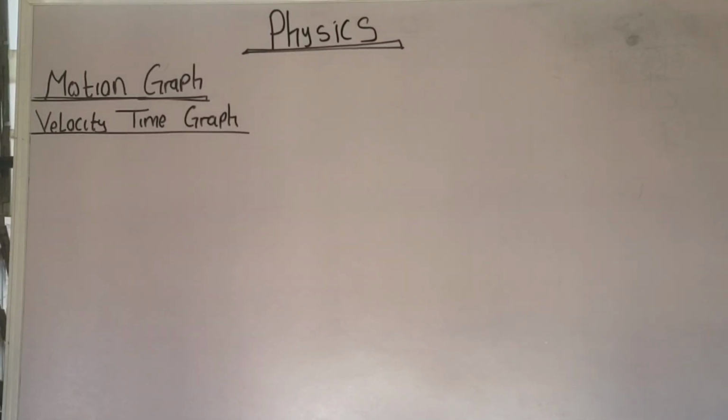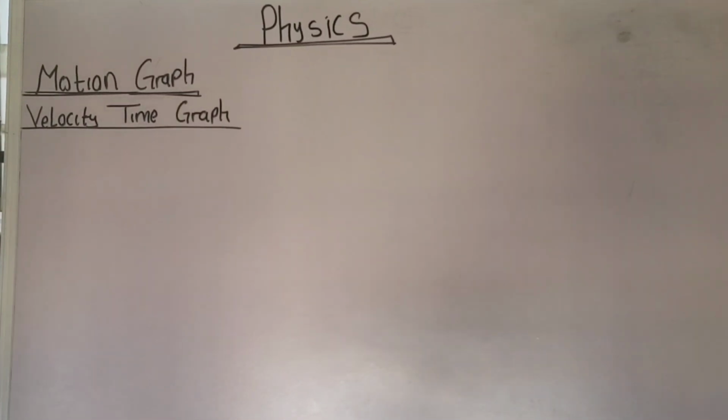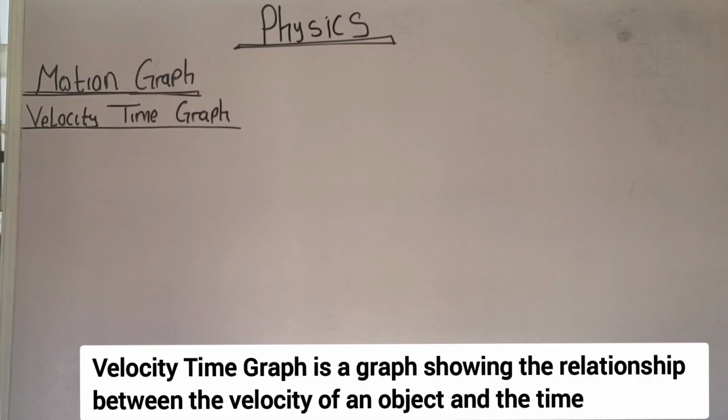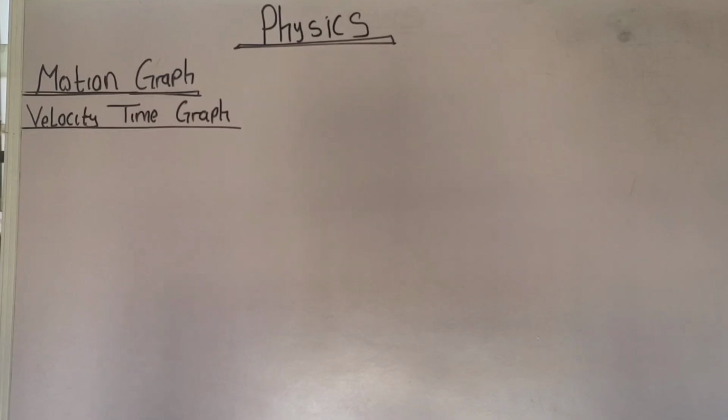Welcome to another class on motion graph. In today's class, we're going to go over velocity time graph, okay? Don't forget, in our previous class, we learned that velocity time graph is a graph showing the relationship between the velocity of an object and the time, okay? Let me quickly explain the three concepts that you have to understand, okay?